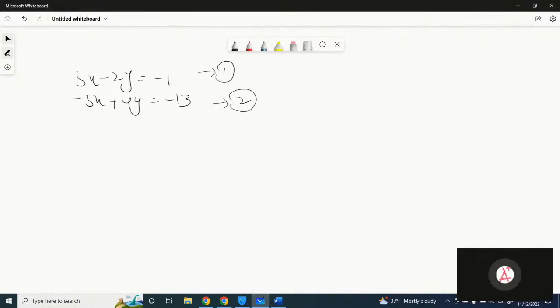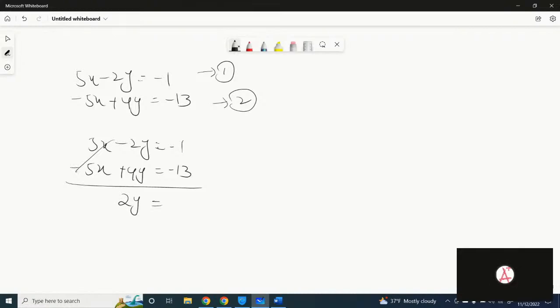Just eliminate any of the variables. If I add the equations, I can eliminate x. Just add both the equations. 5x minus 2y equals negative 1. Negative 5x plus 4y equals negative 13. Just add them. The x terms cancel out, and 4 minus 2 is 2y. Negative 13 plus negative 1 is negative 14. Just divide both sides by 2, so y equals negative 7. Now you can substitute the y value in any of the equations and find the value of the x variable. Just put it in equation number 1.